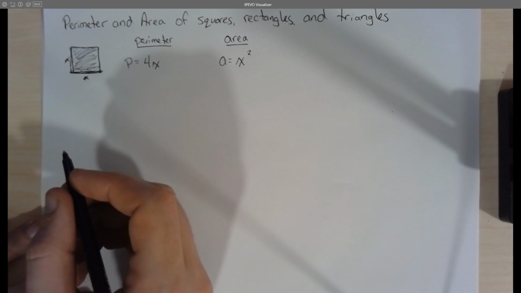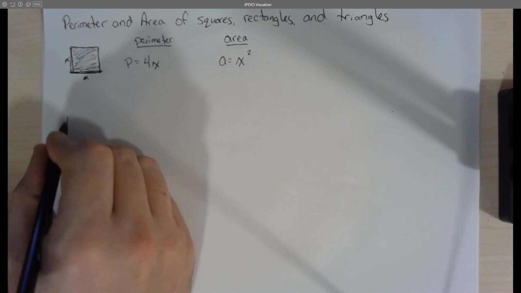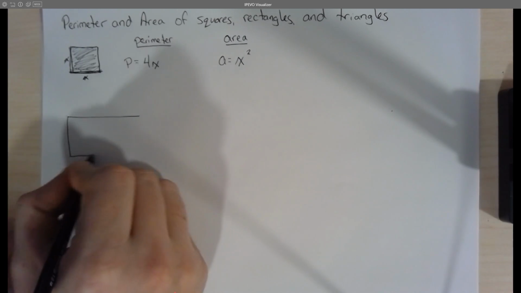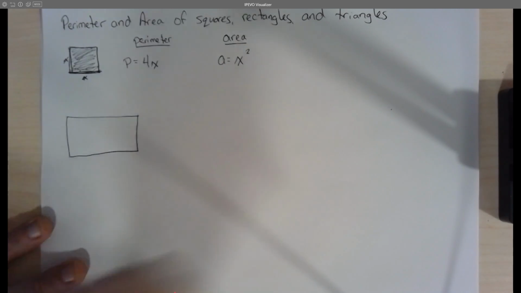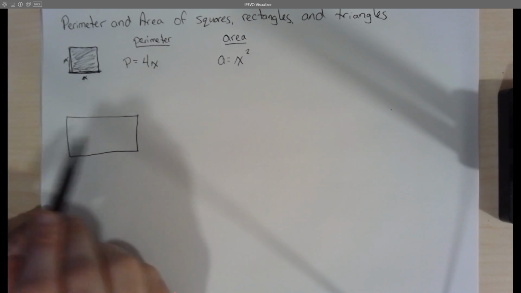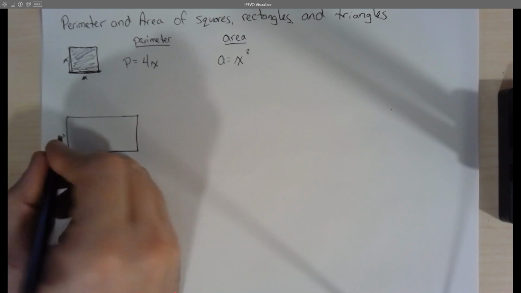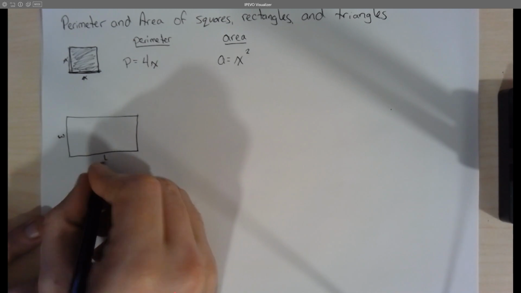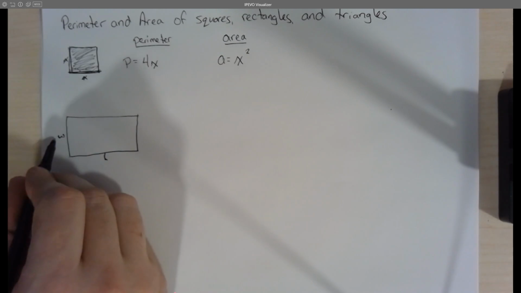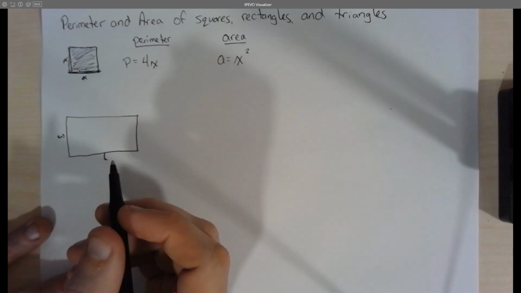A rectangle is similar to a square, and here we have a rectangle. Because a rectangle might not necessarily have all the sides the same length, we kind of think of it as having a width and a length. So I have a W and an L to represent width and length for our rectangle here.